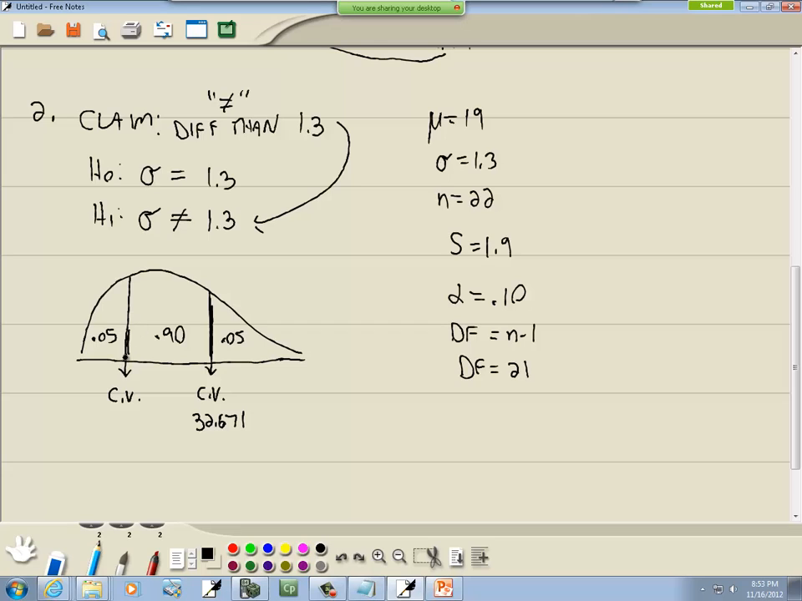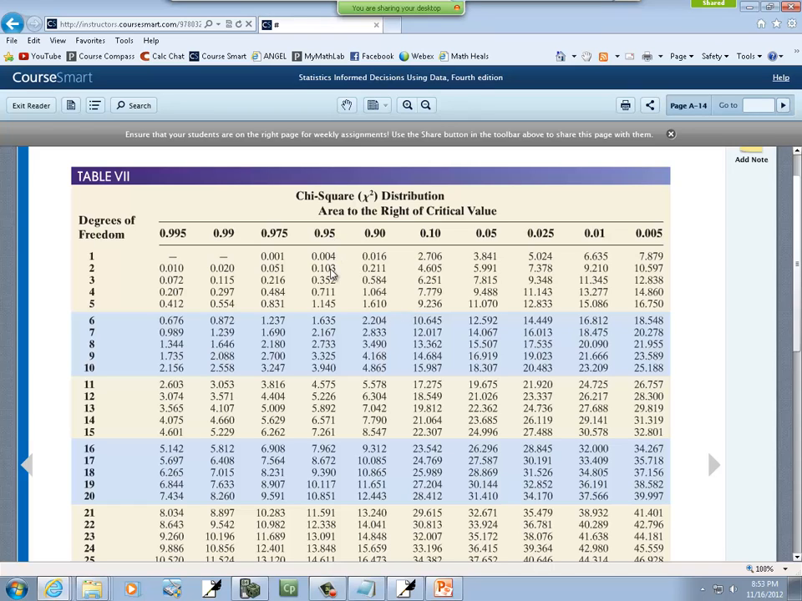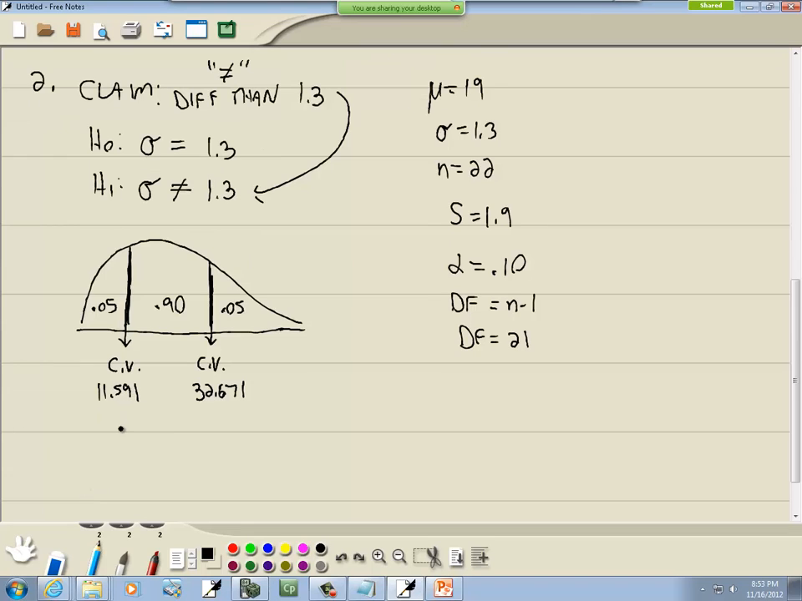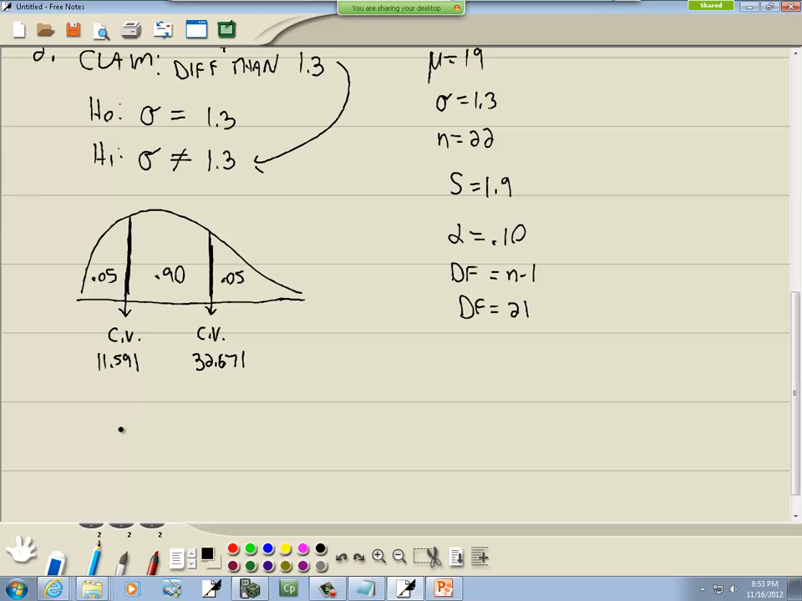Okay. Let's look at this one. The area to the right of this one. You have to add up all the area to the right. So we add up the 0.90 plus the 0.05, which gives us 0.95. So I'm looking in the 0.95 column, and degree of freedom is still 21. So we got 11.591. Now, chi-square is always positive, so we don't make any of them negative. And those are our critical values.